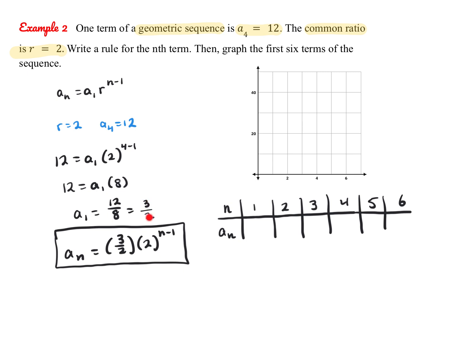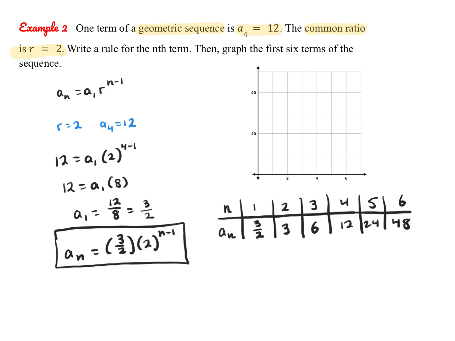So we already know that the first term is 3 over 2. And if you know what the common ratio is, we can just double that term. And there's our next term. We double that. We multiply by 2 again. We multiply by 2, and we multiply by 2.